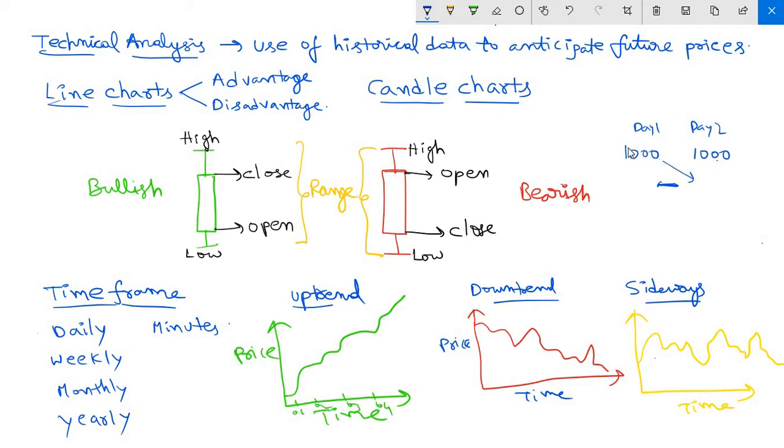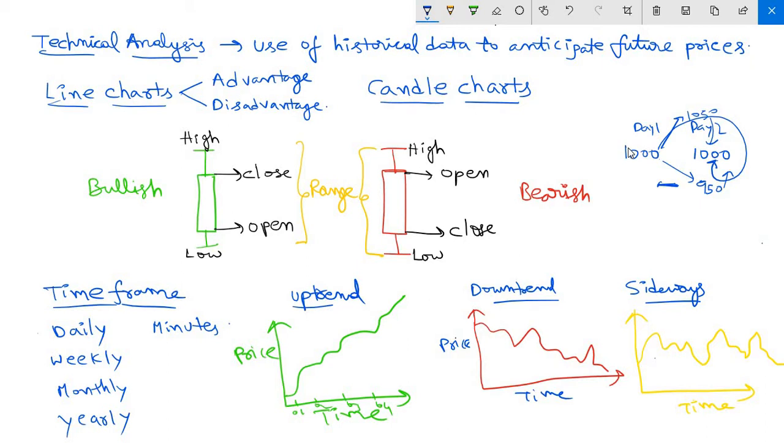One way is it could have gone down to 950 and then come back to 1,000, or it could have gone up to 1,050 and then come back to 1,000, or it could have gone up to 1,050, gone down to 950 and then come back to 1,000. There could be multiple ways this could have happened, and this might give more information to predict our prices than just knowing the overall thing, right? This information is not possible to capture using line charts, and that's why we go for something called candlestick charts, or candle charts in short.